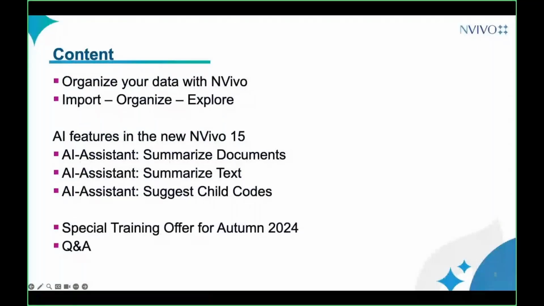Just to give you a little overview of what you can expect from this session today, I will start with a little introduction about NVivo and how you can use it in your research, because I assume that maybe not everyone knows NVivo. And then I will show you the new AI features that come with NVivo 15. And also, we have a special training offer for autumn 2024. If you have been in the EndNote session, you already heard about it, but I will also remind you about this special offer at the end of the session. So that's our plan for today.